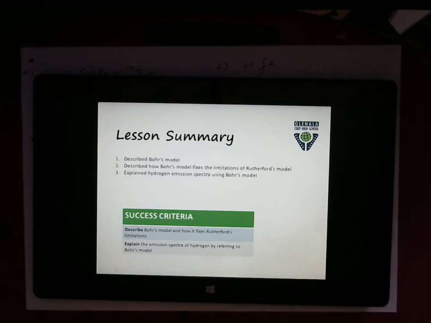In this video we have done the following. We have described Bohr's model. We've described how Bohr's model fixes the limitations of Rutherford's model. You just need to describe that, by the way. That's the criteria in the syllabus. You don't need to explain it. You do need to explain hydrogen emission spectra using Bohr's model. So that's that fixed angular momentum, and the transition, meaning an emission or an absorption of energy.